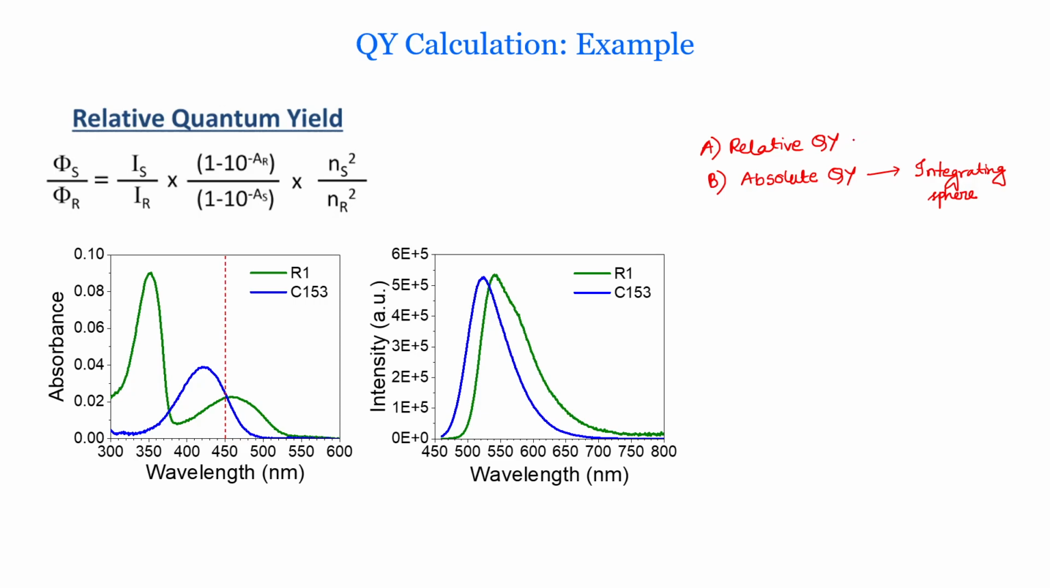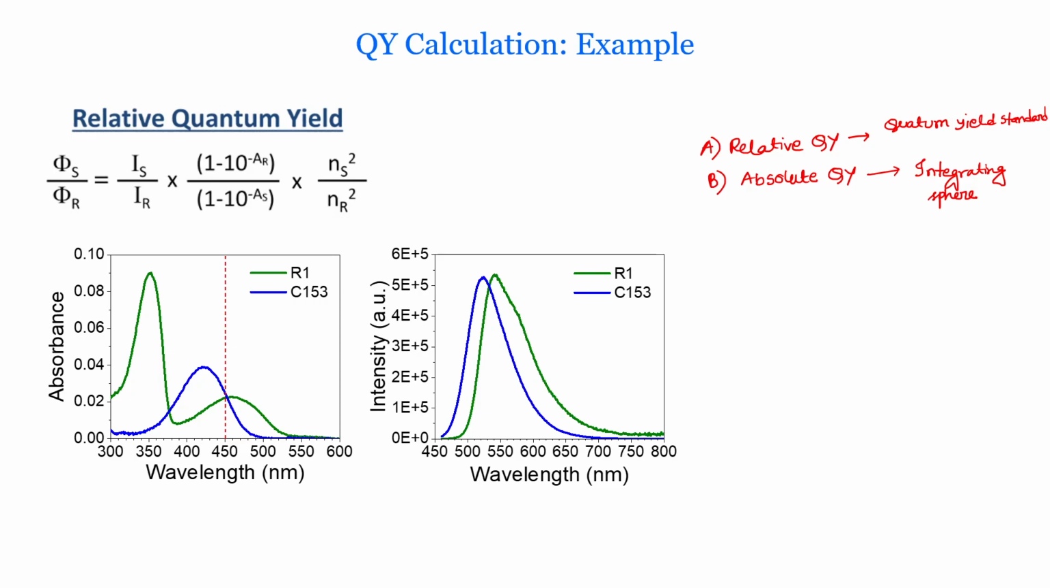Why relative? Relative to what? So you need a quantum yield standard. What is a quantum yield standard? We call a fluorophore dye a quantum yield standard when the quantum yield of that standard is not dependent on the excitation wavelength.